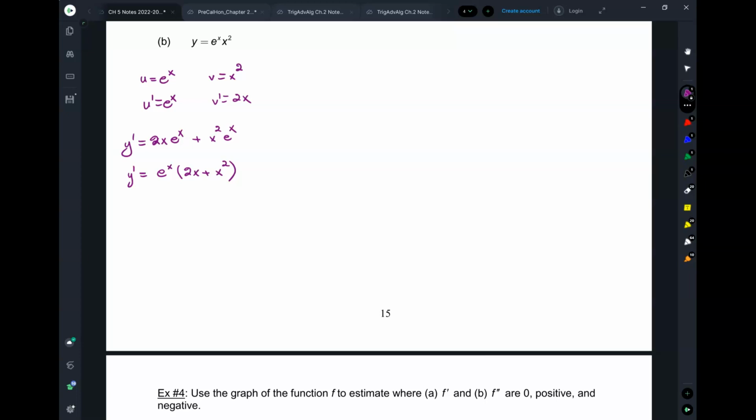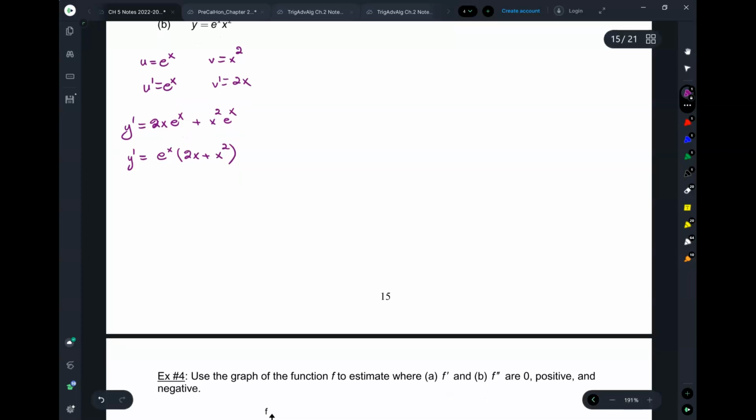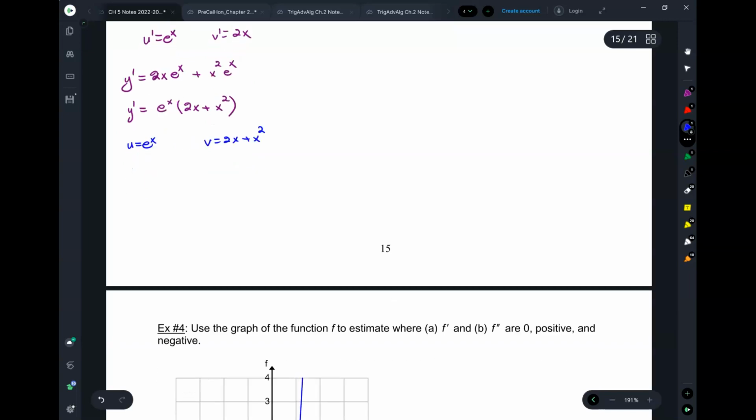So you should train yourself to just factor out e to the x. E to the x is always very common to just factor out on its own. Okay? Like for all of math eternity. So now we can do product rule. So u is e to the x, v is this. I always feel like I'm being grammatically wrong when I say u is.